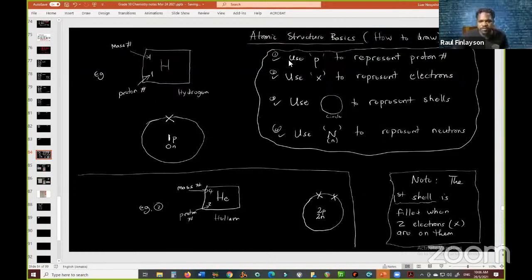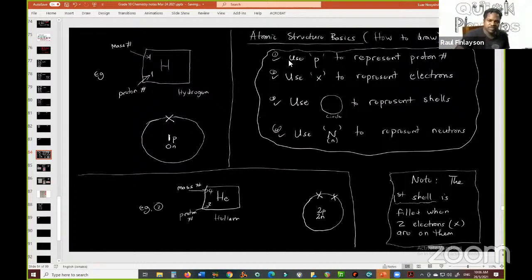The example here of the first element is hydrogen. Notice that on the periodic table, it is written as H, 1 and 1. The top number is the mass number. The other number here is the proton number. The name of the element is hydrogen.